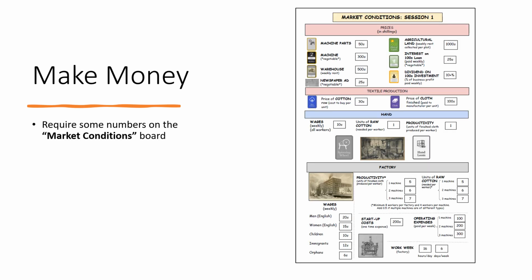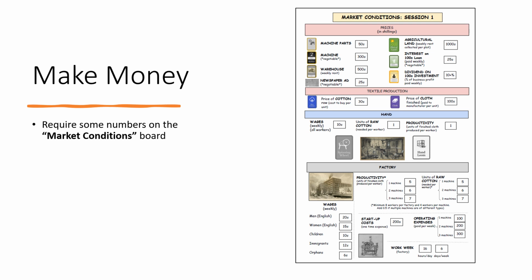To determine how much money they make and to fill out their Make Money worksheets, players will need some additional numbers. And they get this on a market conditions board that the Game Master displays or hands out. An example of this is on the Reacting to the Past Consortium website.